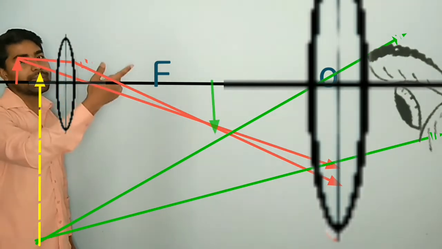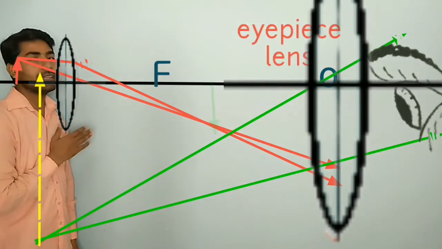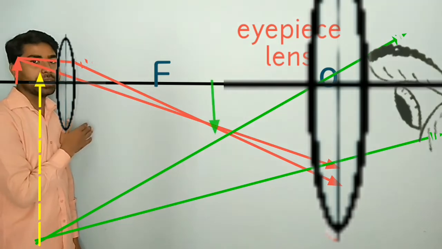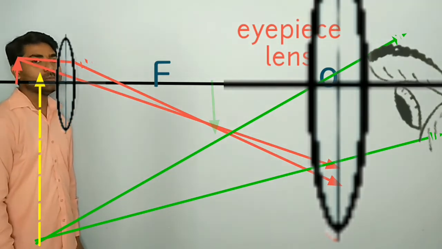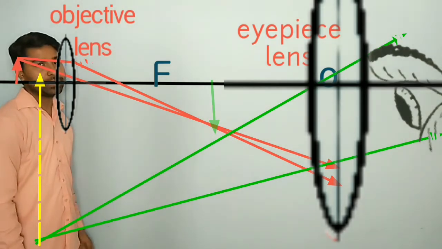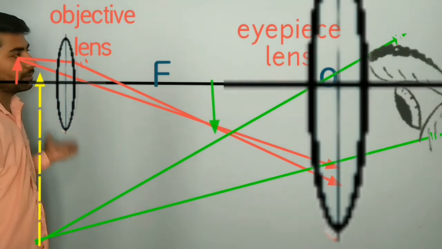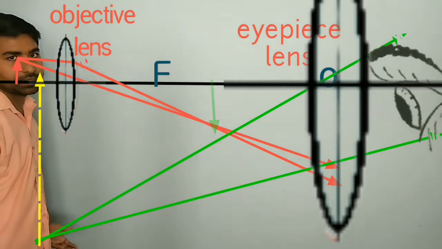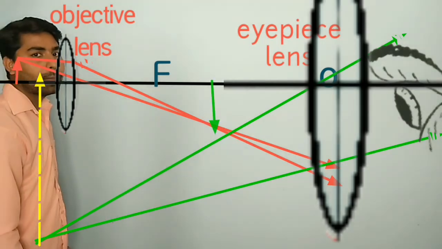We will see from that side. So that lens is known as the eyepiece. And the lens toward this side, where we are putting the object, is known as the objective. Objective lens and the eyepiece lens. In this way, we can see a magnified image and then a further magnified image using this. And this complete system is known as a compound microscope.